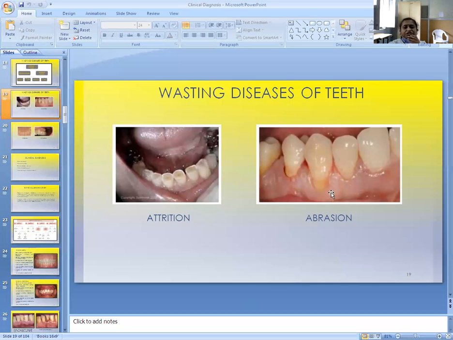So abrasion, faulty brushing technique like this. This chapter will be taught in two parts. Okay, so today we will. Hello, am I audible?